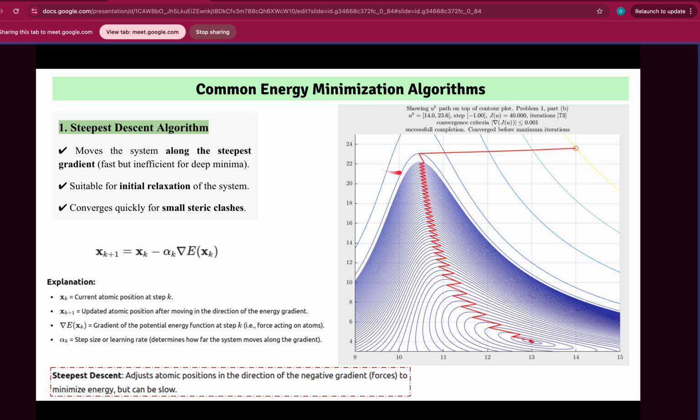If we have a narrow minima which comes after 2-3 steps, then this method can be used. Although it is fast, it is suitable for initial relaxation of the system, and it converges quickly for small steric clashes. So if you have small steric clashes, then you will quickly reach the global minima point.